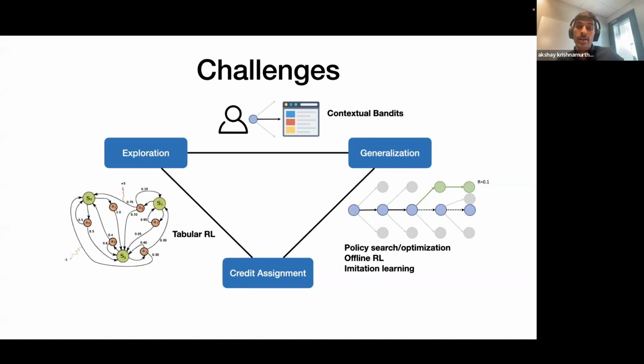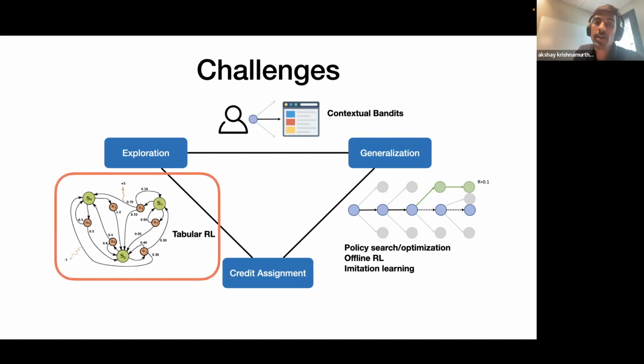And finally, the one that we're going to talk about today is actually addressing exploration and credit assignment. This is what's called tabular reinforcement learning, a setting where you actually do have to make a sequence of decisions, but the states and the actions you're thinking about will not be so rich. And so you won't actually have to generalize. So that's what we're going to talk about today, and we'll dive into some more details.